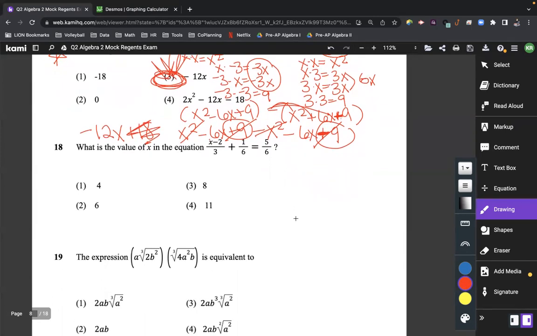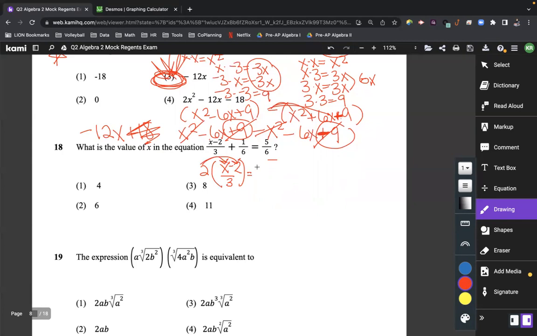Okay? Now here, remember when you add equations that are fractions, the denominators have to be the same. So this is a 3, this is a 6 and a 6. I can make a 3 into a 6 by multiplying by 2. So I'm going to take that x minus 2 over 3 and multiply it by 2. So that means that both top and bottom get multiplied by 2. And that distributes, right?